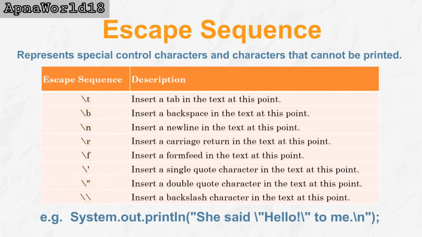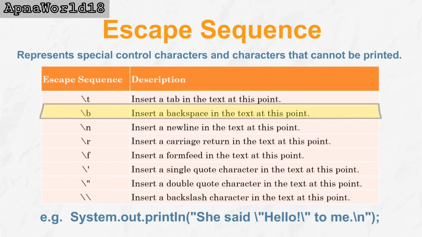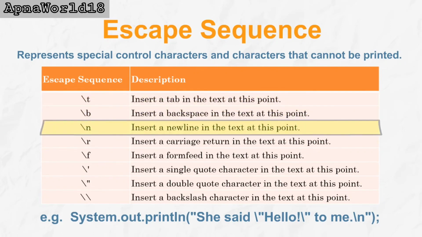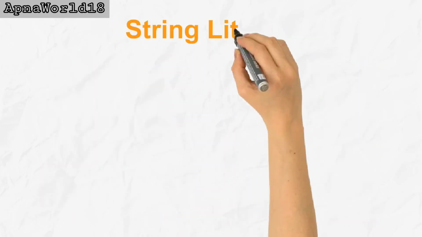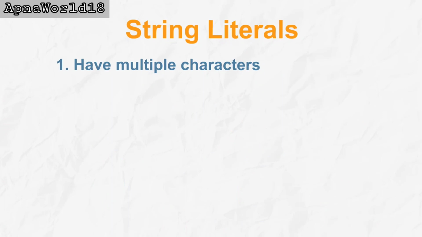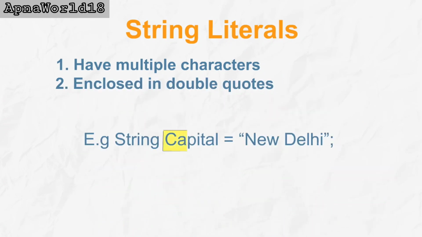For example, /t is used to insert a tab, /n is used to insert a new line, /quote is used to insert quotes as that is a special control character, etc. Next are string literals. They have multiple characters and are enclosed in double quotes. Like in this example, capital is of string data type and it has been assigned a value of New Delhi.